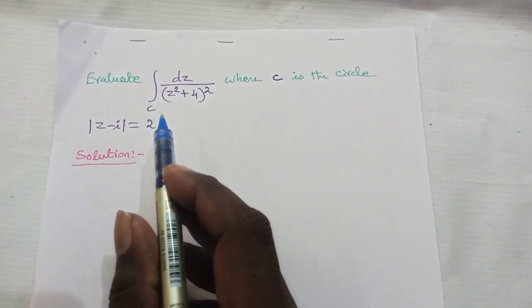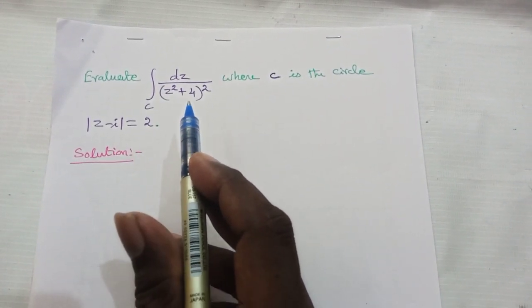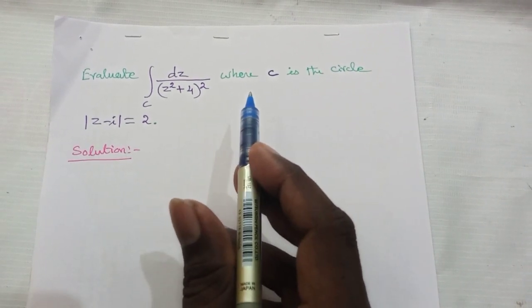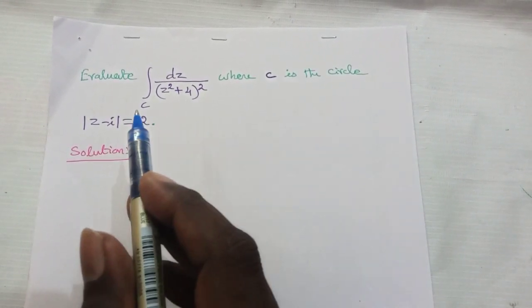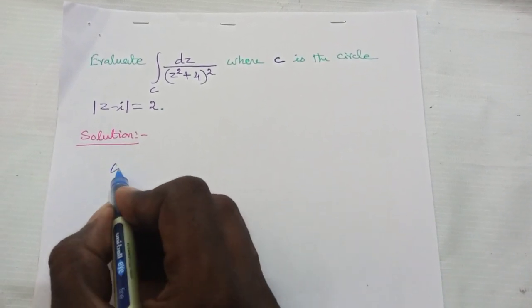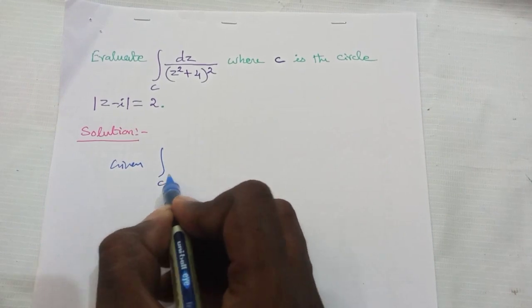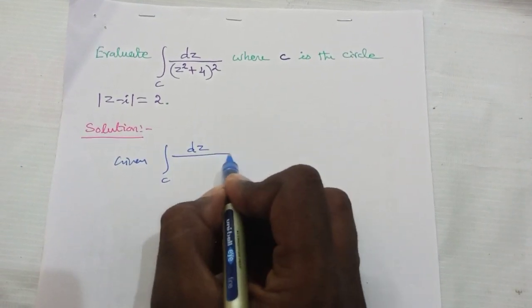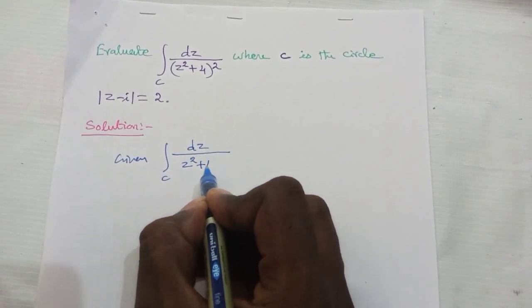Evaluate the integral over C of dz by (z square plus 4) the whole square, where C is the circle modulus of z minus i equal to 2. Okay, so here the given integral is the integral over C of dz by (z square plus 4) the whole square.